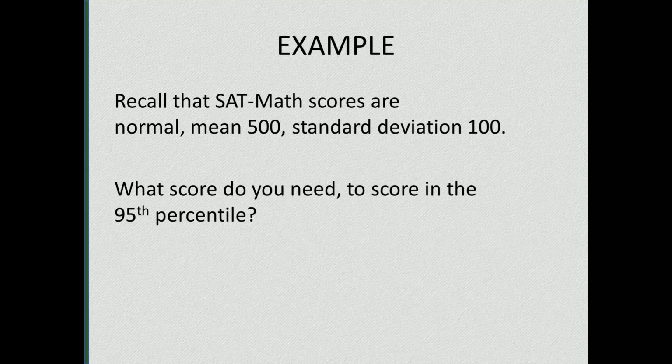If you aspire to score at the 95th percentile, i.e. you beat 95% of the population, have 5% scoring higher than you. If you're going to be at the 95th percentile, what score do you need?